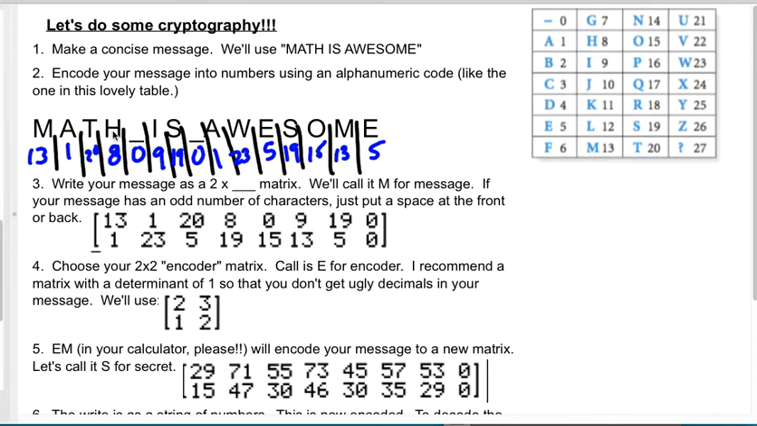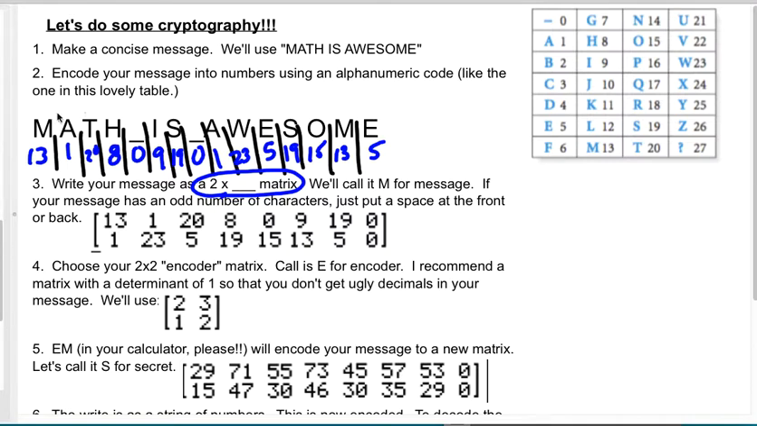The second thing I'm going to do is write my message as a 2 by blank matrix, okay? So the reason we're going to do this is we're going to use a 2 by 2 encoder. You could use a 3 by 3 encoder or a 4 by 4 encoder. You could use any square matrix as an encoder, but since it's really annoying to have really big encoder matrices and ugly inverses, it's much easier to pick a 2 by 2 encoder matrix. So we're going to pick a 2 by blank matrix.